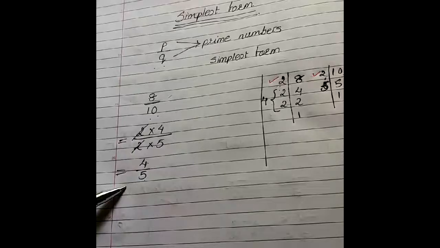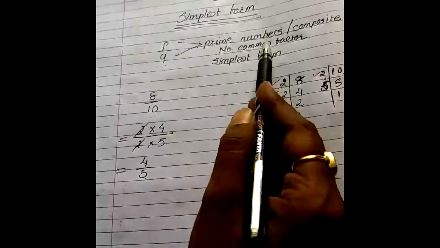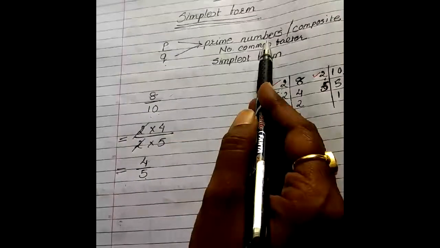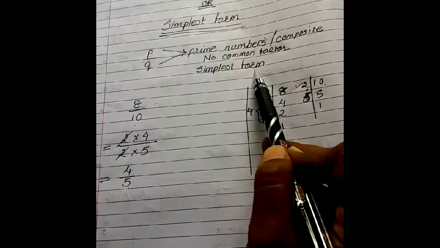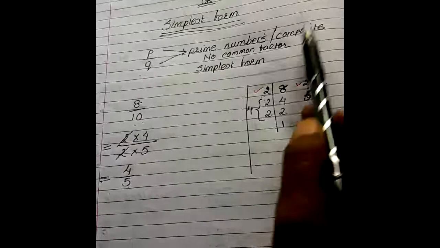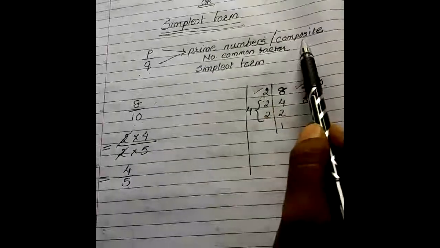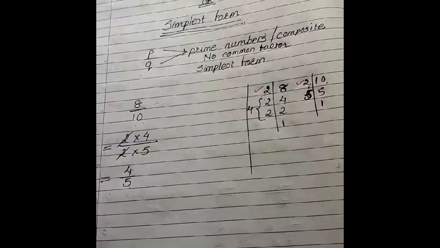So this is how you can find the simplest form or lowest form. Remember that it's not necessary that P and Q will be prime numbers only. Sometimes there will be composite numbers also, but you just need to understand one thing, that they will not have any common factor, and that's why they are said to be in their simplest form, right? So I was waiting for this to come so that you should understand this: prime numbers or composite numbers, they will not have any common factors, and that's why they will be in their simplest form.